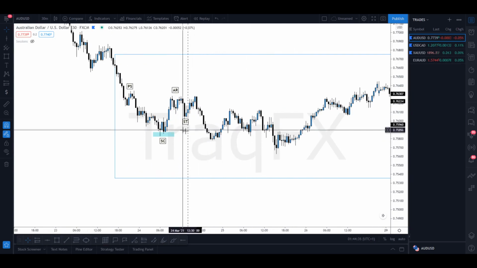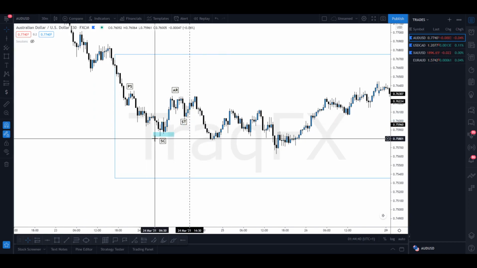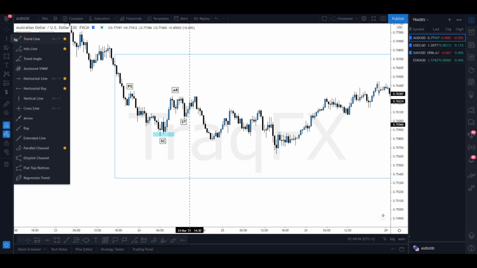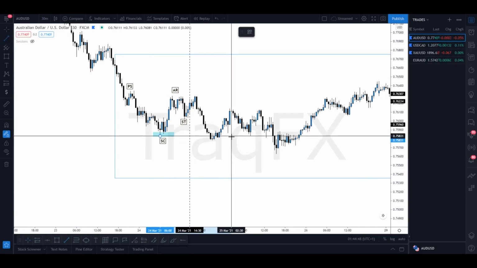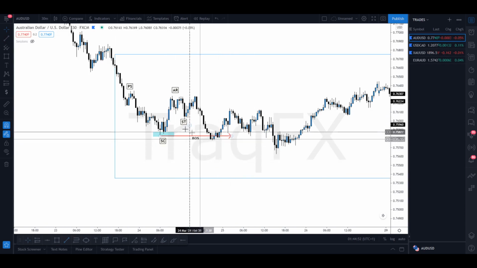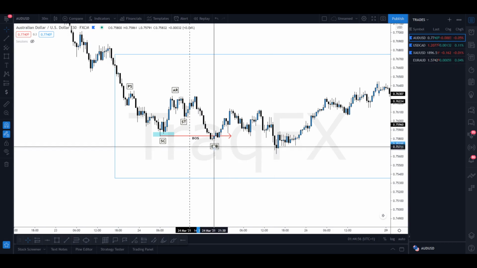So right over here, after our secondary test, we still have the selling climax to manipulate. So let's see what the market does. We need to see an ST and B, so let's see if we have that. Right over here, do we break below it? Yes, we do. The market gives us a break of structure of the lows, and this can be considered our ST and B. ST and phase B, that's basically what it means.